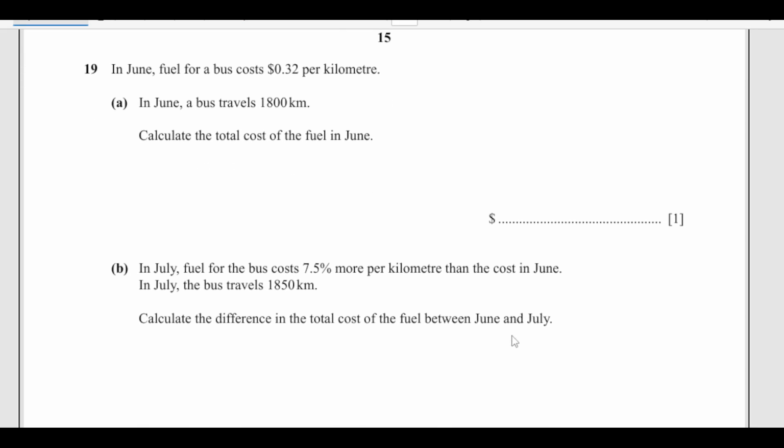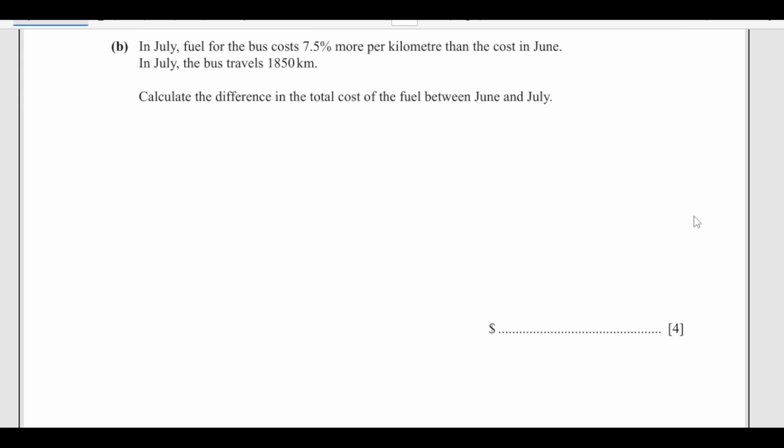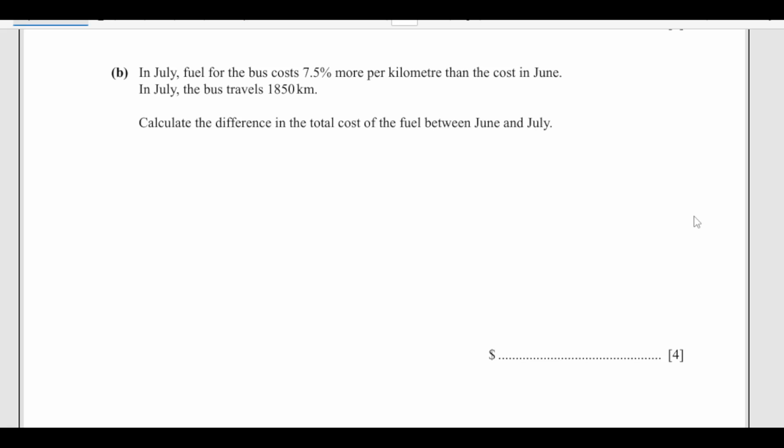Number 19, in June the fuel for a bus costs 0.32 per kilometer. In June the bus travels 1800 kilometers. Calculate the total cost. So it's very simple, 0.32 times 1800, so it comes out to be 576. Sometimes the number of marks tells you the complexity of the question. So there is not much effort here, just a 1 mark question. Now part B, this is a 4 mark question, so it will have some calculations.